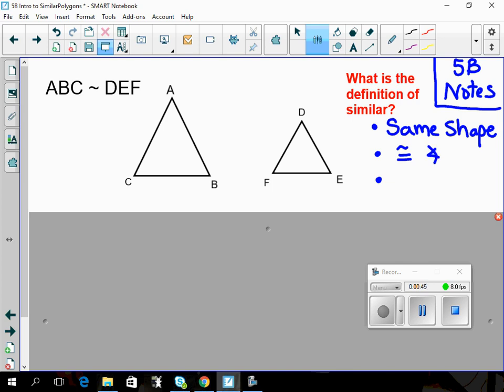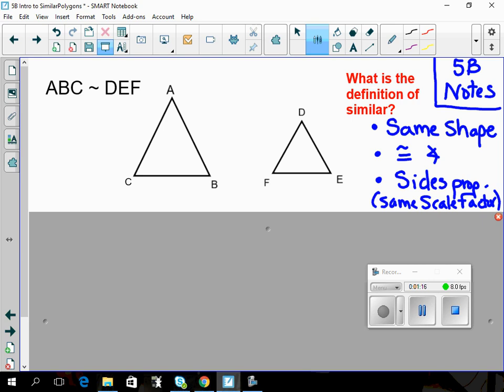And then there's one last piece, and that's the part that we spent a lot of time on last time. The sides have to be what? They have the same proportion. Very good. So the corresponding sides are going to be proportional. They have the same scale factor. And we'll talk more about that today. So that's our three-part definition for similar figures.